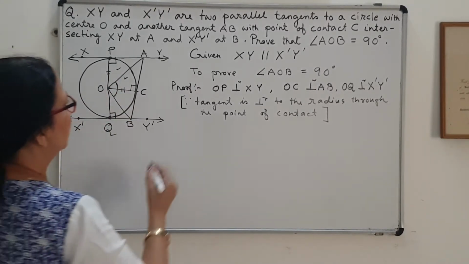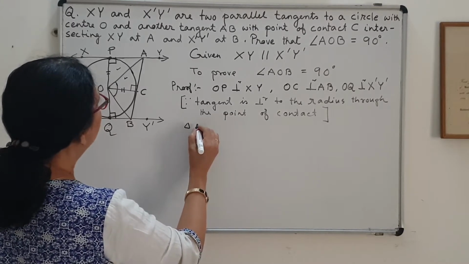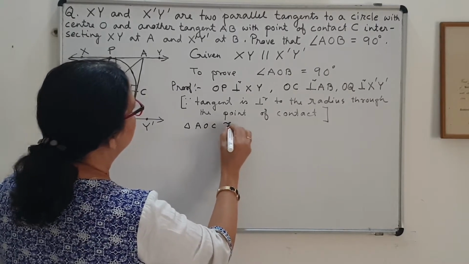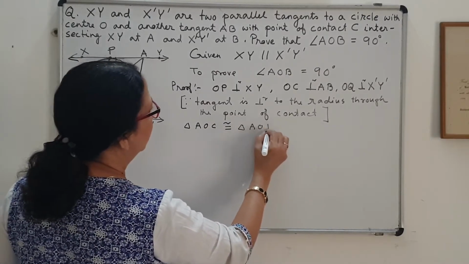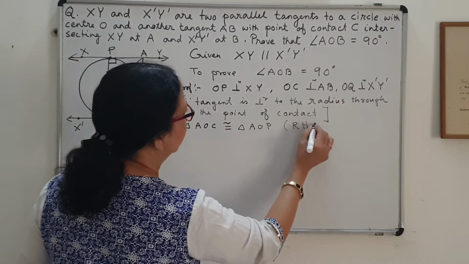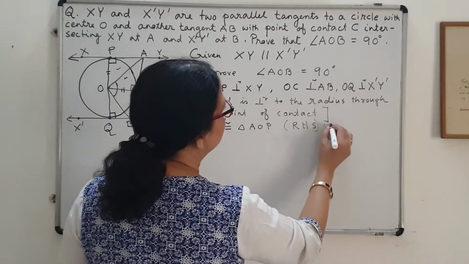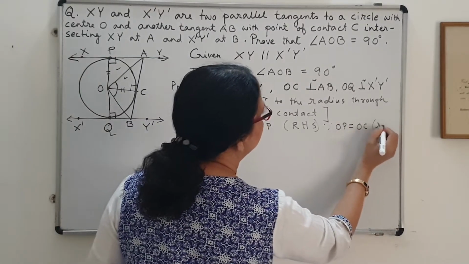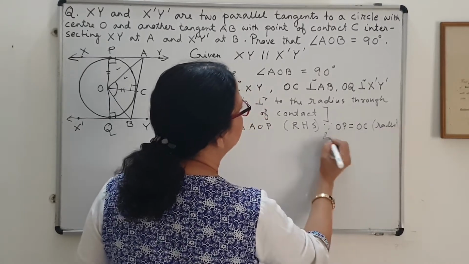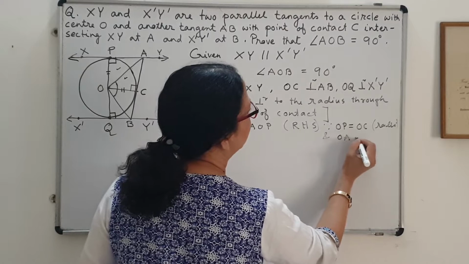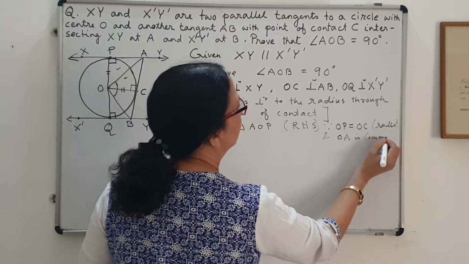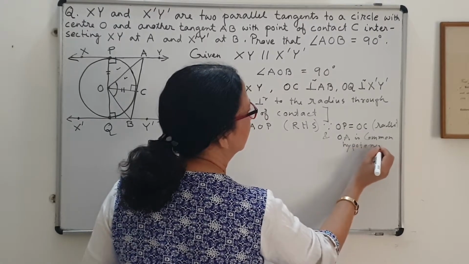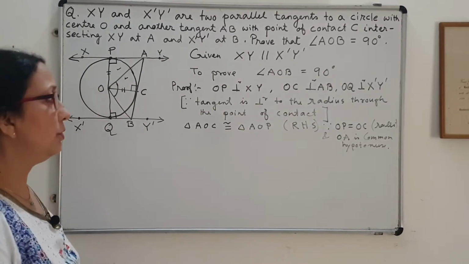Okay. So let me write this. Triangle AOC is congruent to triangle AOP by RHS, because OP is equal to OC, radii, and OA is common hypotenuse. So this is because of these two we are having this.